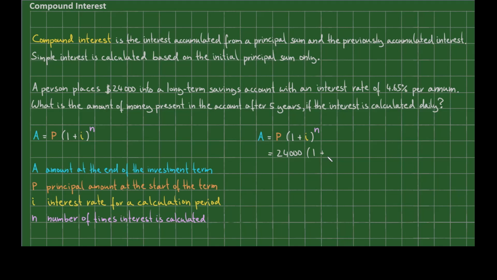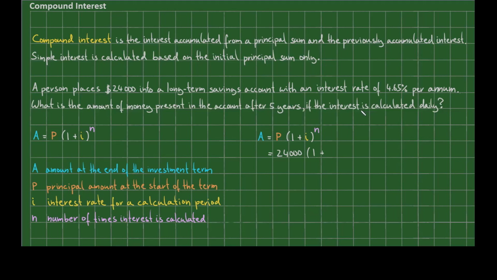The interest rate should be expressed as a decimal. It is given to us as a percentage. So 4.65% will become 0.0465. But that is not all. There are two very important pieces of information that are given to us regarding the interest rate. This 4.65% is per annum or per year. However, the interest will be calculated daily.